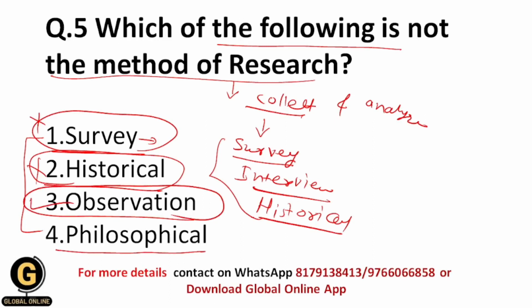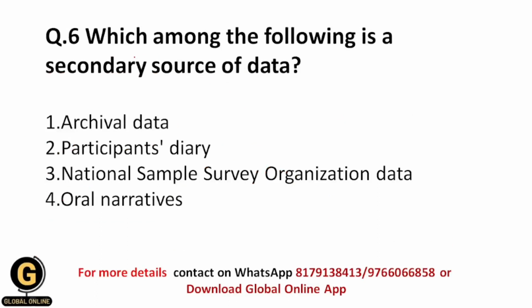And the last one is philosophical. So philosophical is also a method of research, so this is also eliminated. So the correct answer is 3. Now in this question, it has been asked which among the following is a secondary source of data. That means which of the following is the secondary type of data.